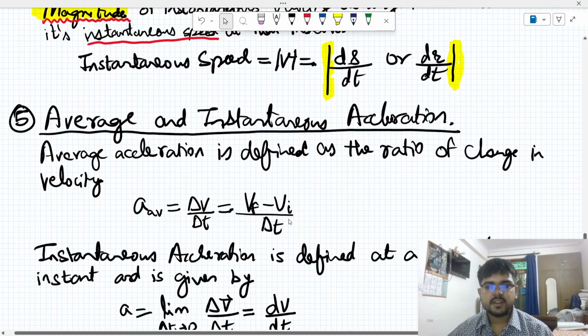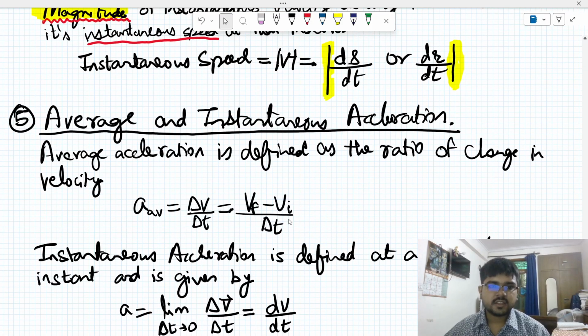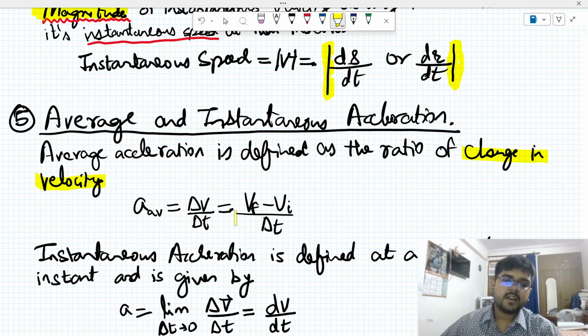Now average and instantaneous acceleration. Average acceleration is defined as the ratio of change in velocity. Average acceleration is change in velocity, and it is given by delta v by delta t equals vf minus vi by delta t.